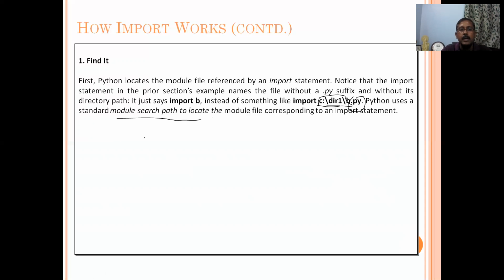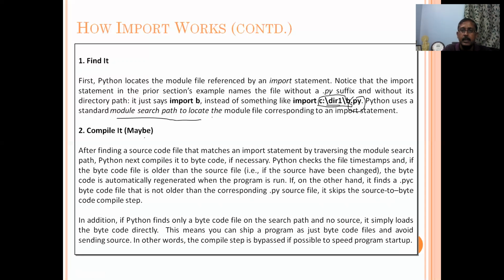Next is compile. This is a very important thing, so you need to note each and every point here. When I do a compile, it first gets the source code using the find it option, right? Once it gets it, it compiles the source code into bytecode. When I say bytecode, what does it mean? It means the pyc file, the Python compiled file, the Python bytecode file, right?